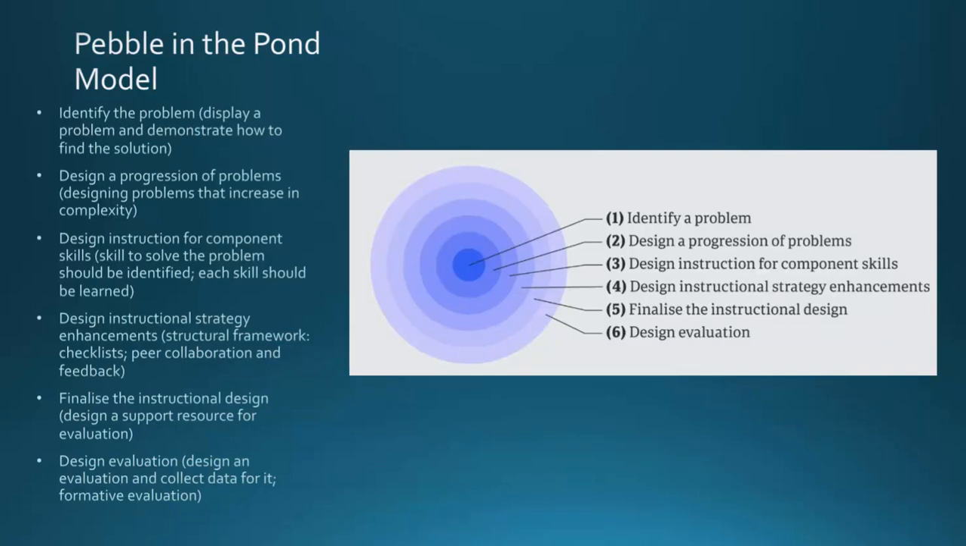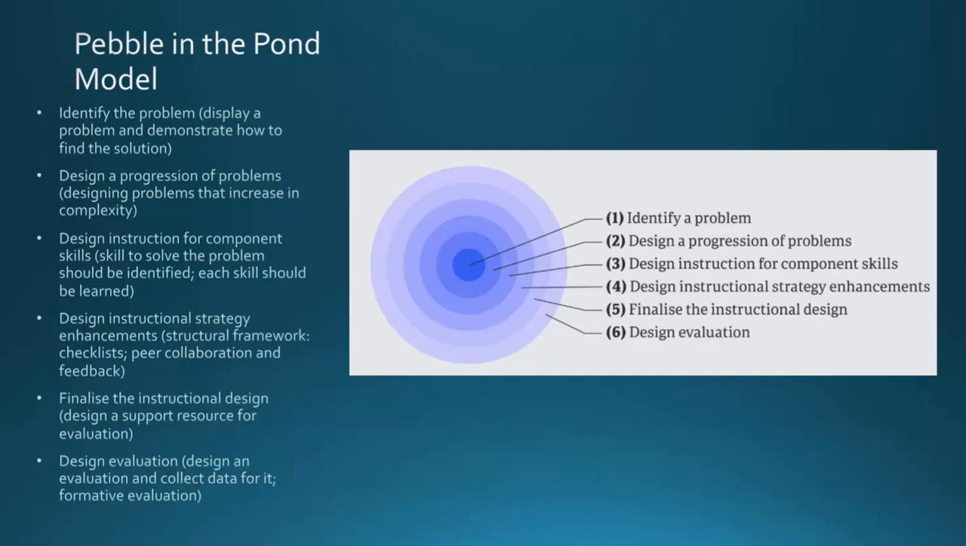Merrill's paper, Pebble in the Pond Model, demonstrated 5 key elements for the learner. First, identify the problem. Display a problem and demonstrate how to find that solution for the learner. Then, design a progression of problems. This means you're designing problems that are going to increase in complexity. The learner is going to have to increase the level of difficulty as they keep going through the problems.